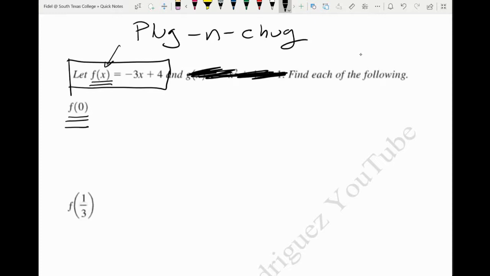If you notice, the only difference between this piece and this piece is that here we have an x. What do we have here? We got a 0, right? So all we're going to do is rewrite the problem, but plugging in the number 0. This is what I call plug and chug. We're plugging in the number 0, and now we're going to chug along.